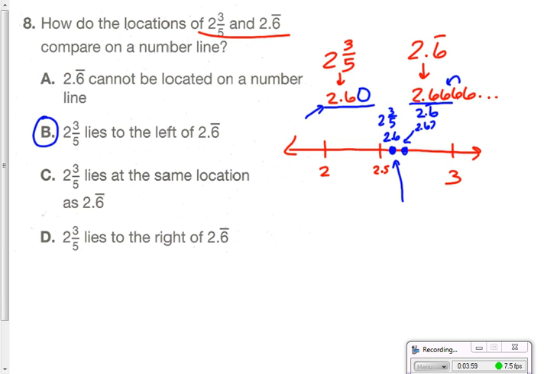And then you go ahead and check out C and D just as a precaution. 2 and 3/5 lies at the same location. That can't be true. 2 and 3/5 lies to the right. Well, that is also not true. And this would conclude 8112.